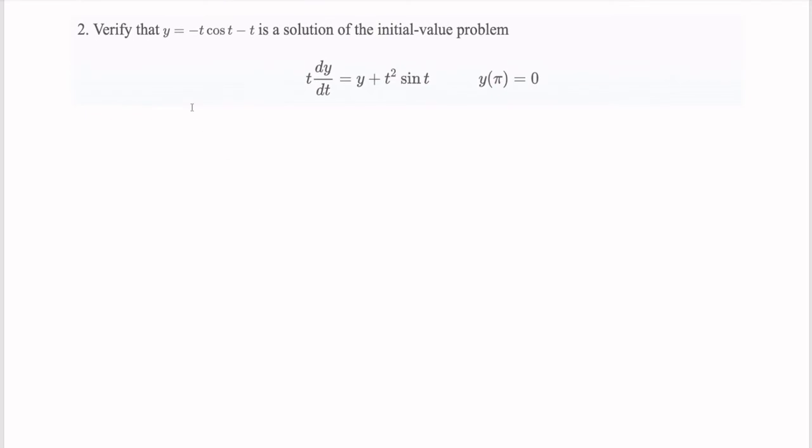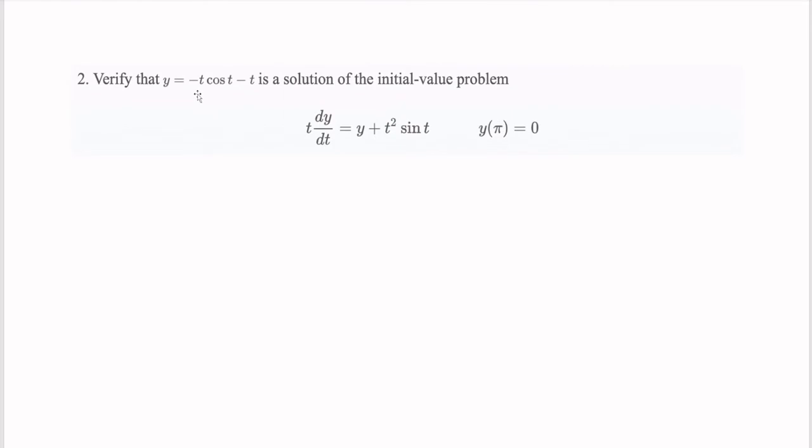So let's just try some problems. I've talked enough, right? 15 minutes of talking. That's usually better than I do maybe, but that's okay. So this first problem says, verify that y equals negative t cos t minus t is a solution of this initial value problem.